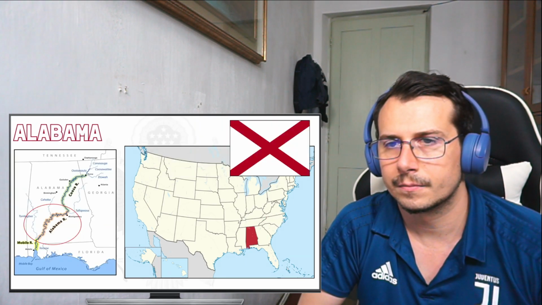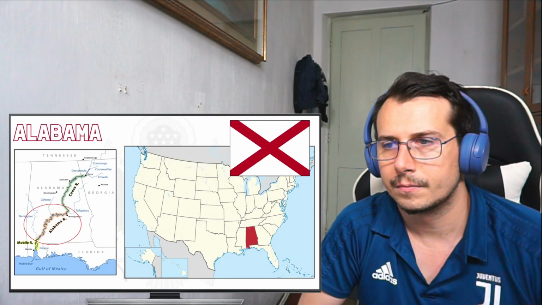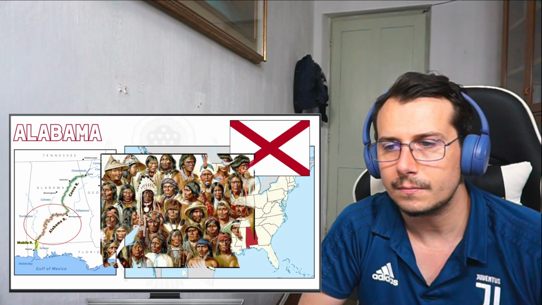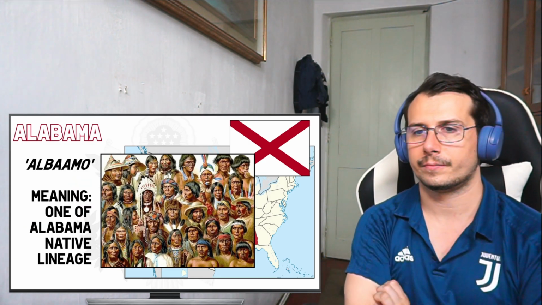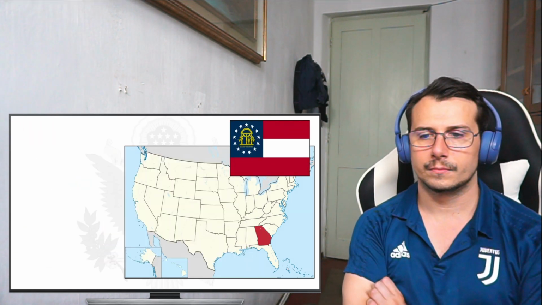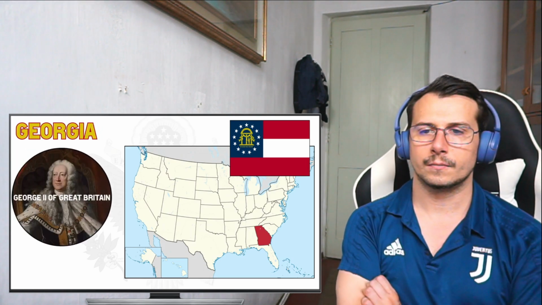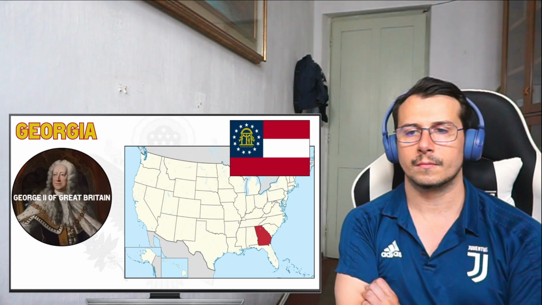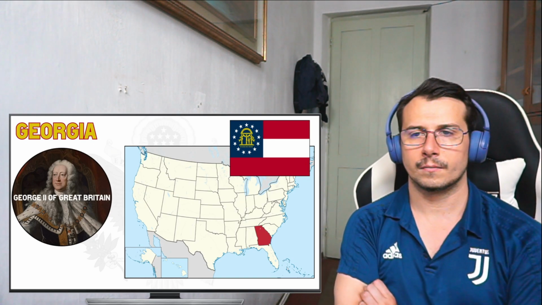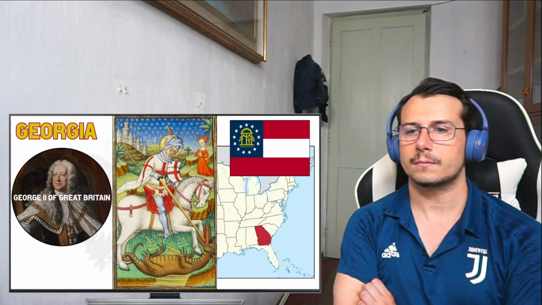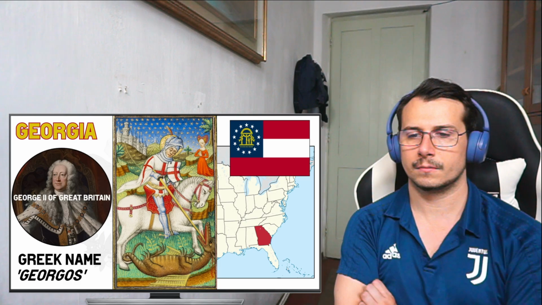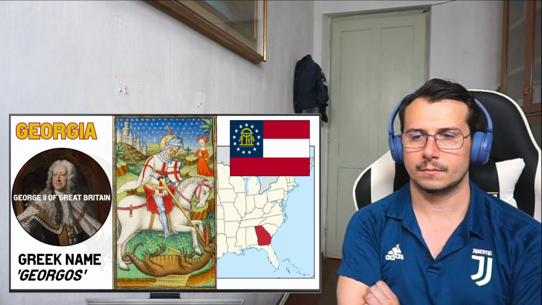Alabama was named after the Alabama River, which in turn was named by the Europeans due to the native Alabama tribe. In the native language, the word for a person of this specific native lineage is also Alabama. Georgia was named after British King George II. It is the feminine Latin form of George. It was also a reference to Saint George, whose name was derived from the Greek word Georgos, meaning farmer, from ge, which is earth, and ergon, which is work.